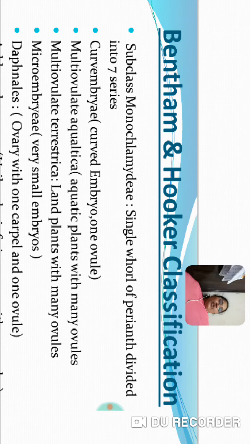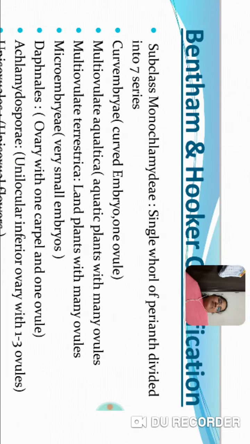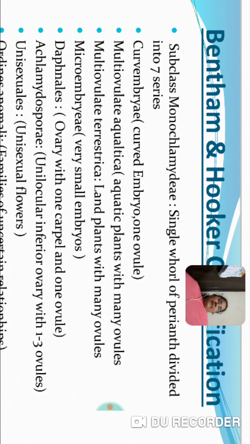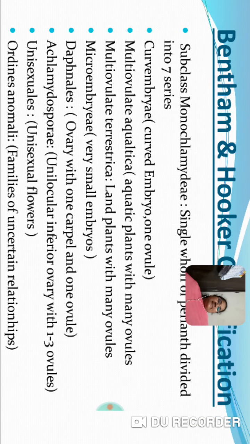The meaning of Monoclamidae is: mono means single, Clamidae means perianth. It means the plants here have only one whorl of perianth, one ring of perianth. That subclass is known as the Monoclamidae, and it is divided into 8 series. Let us see them one by one.